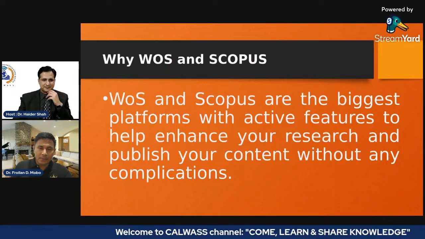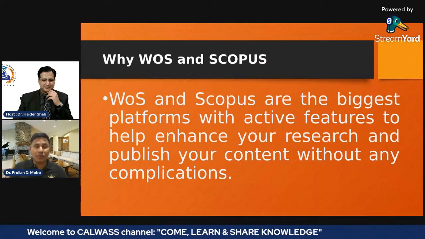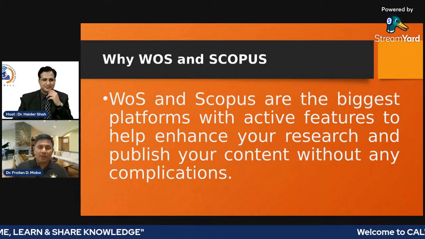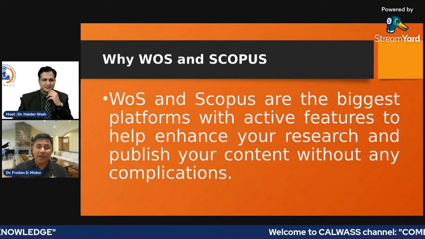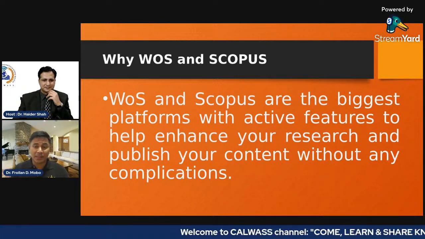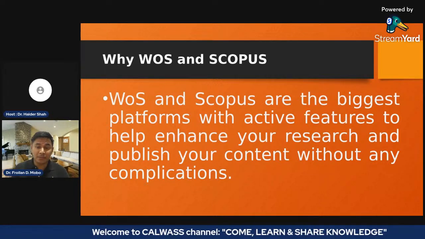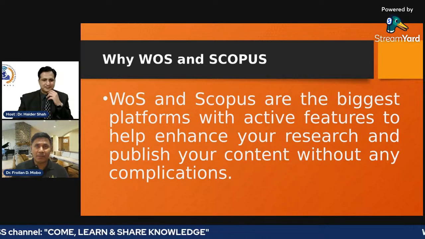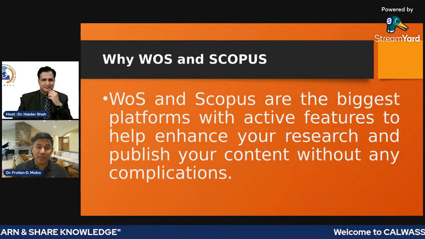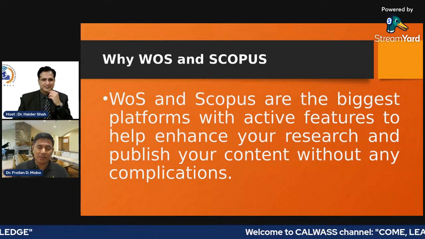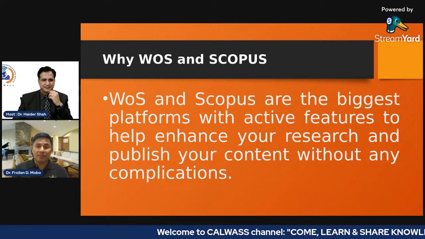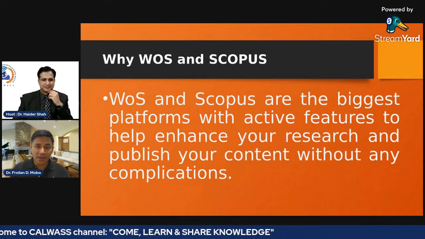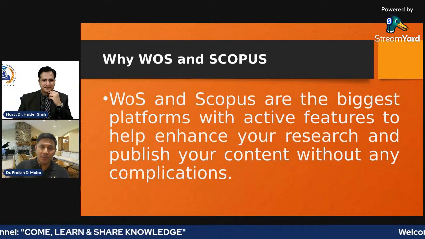So the first part is why WOS and Scopus. Of course, when we say Web of Science and Scopus, they are some of the biggest platforms with active features to help us enhance our research and publication, because they have a bigger library in terms of impact factor and citation. This can help us recognize how reputable our publication is, for example, for academic promotions or other related concerns with regards to publications.